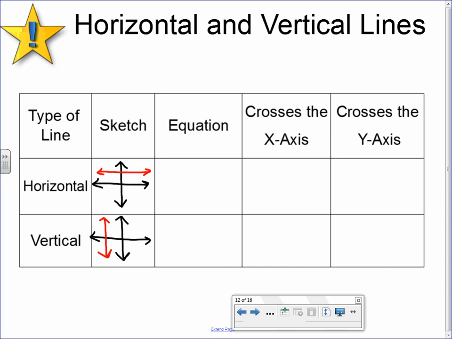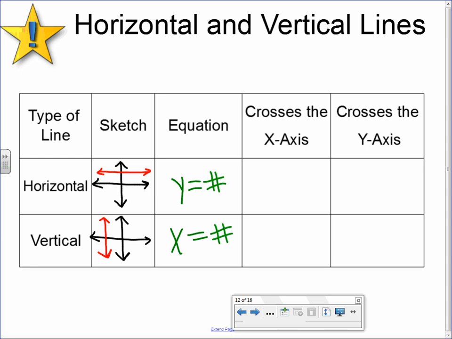Their equations are obvious because unlike all of our oblique lines that have an x and a y, these will only have either an x or a y, but not both. Horizontal lines, their equation will look like just y equals some number. Vertical lines, their equation will look like x equals some number.